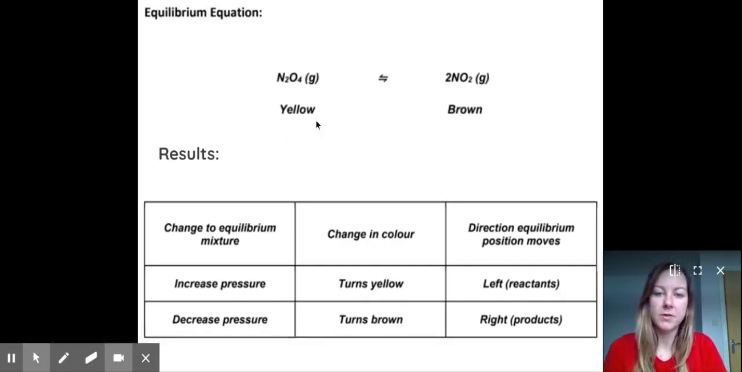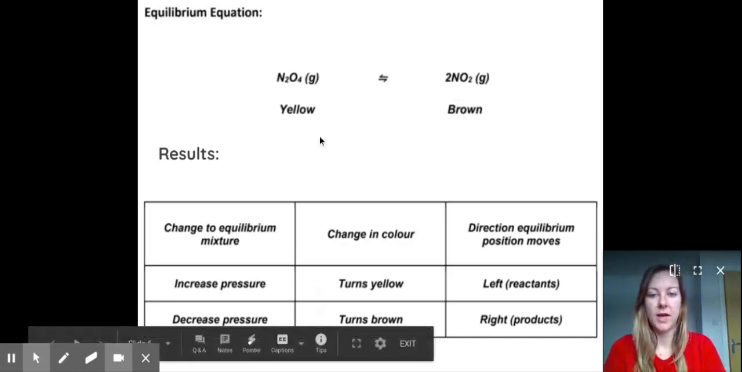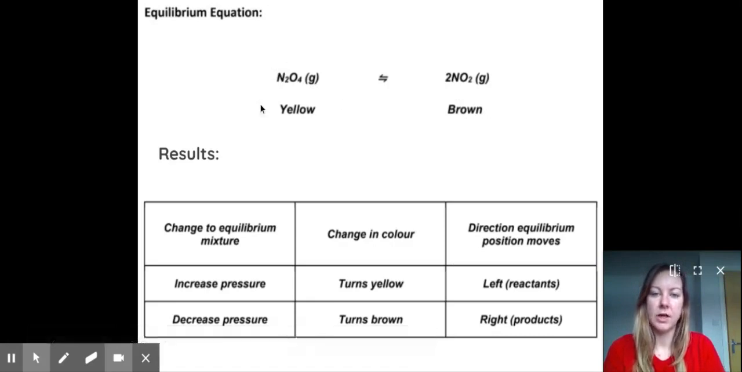Why this happens is when we increase pressure, the equilibrium will move to the side of the equation with the least number of moles of gas. If we have a look at the equation, we only have 1 mole of dinitrogen tetraoxide, and on the other side we have 2 moles of nitrogen dioxide. So if we increase pressure, we're moving to the side with the least number of moles of gas. But if we decrease pressure, then we get a shift to the right, which is the most number of moles of gas.